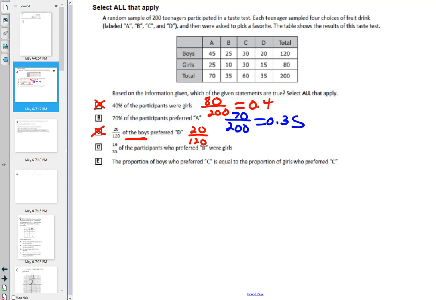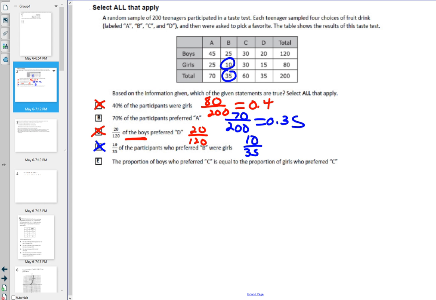10 out of 35 of the participants who preferred B were girls. So now our sample is participants who preferred B. Out of those, we had 35, so that part is correct. And 10 of those participants were indeed girls. So that's correct also. A, C, D so far.